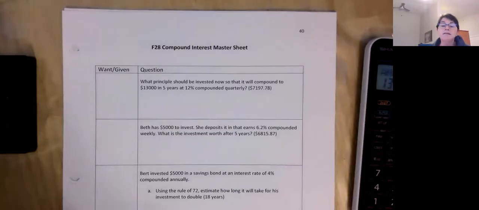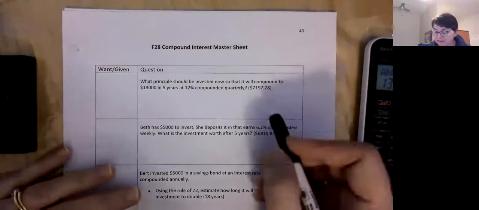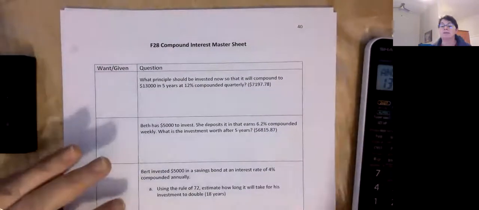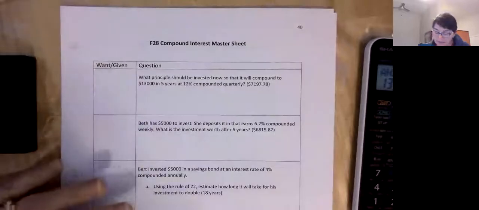Hey there, this is the compound interest master sheet. It is basically one type of question for each of the variables. And I want to apologize now because I realized I didn't leave a whole lot of room. So those of you that write big, sorry, let's get it done.